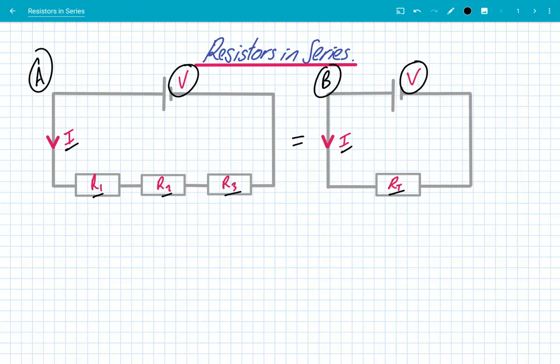So looking at circuit B, we can use Ohm's law. V is equal to IR. Therefore, the total resistance RT is equal to V divided by I.